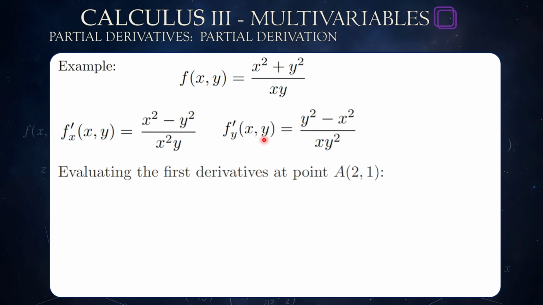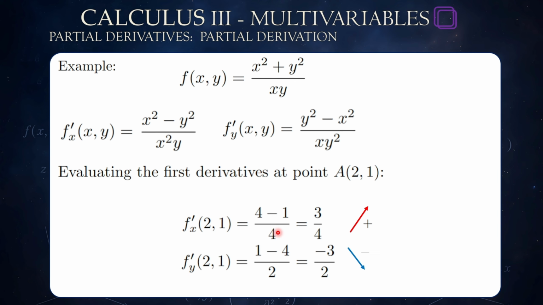After that, we want to evaluate the value of these derivatives at point A(2, 1). So we simply replace x and y, the coordinates of that point, in f'x and f'y. For f'x, you have (2 squared minus 1 squared) divided by (2 squared times 1), or (4 minus 1) divided by 4 equals 3 divided by 4, which is positive. It means that the function is going up at this point. At this point, the slope of the tangent is positive.